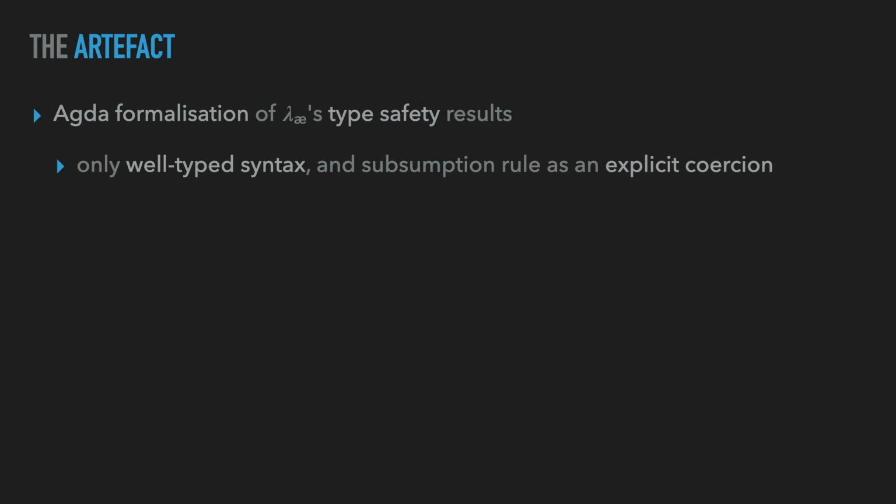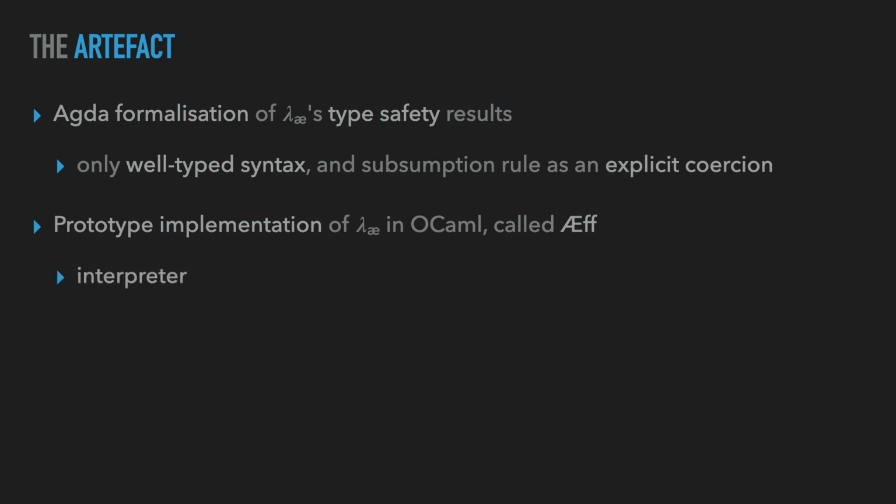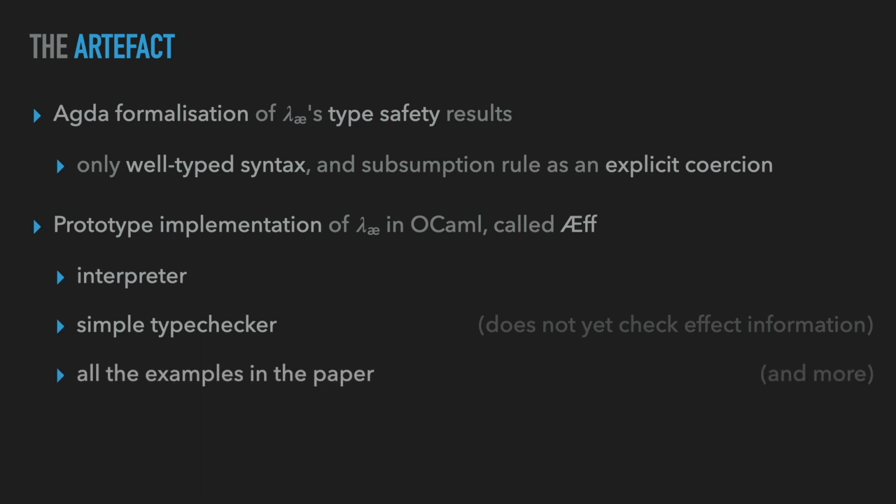And in addition to this formalization, the paper also comes with a prototype implementation that includes an interpreter that implements the operational semantics that I've shown you in this talk, and a simple type checker that unfortunately doesn't yet check for effect information. We have used this prototype implementation to implement all the examples that you have seen in this talk and that you can find in the paper.